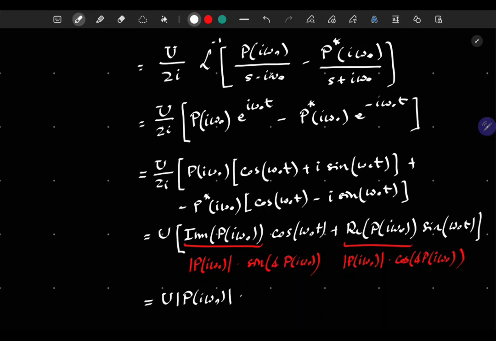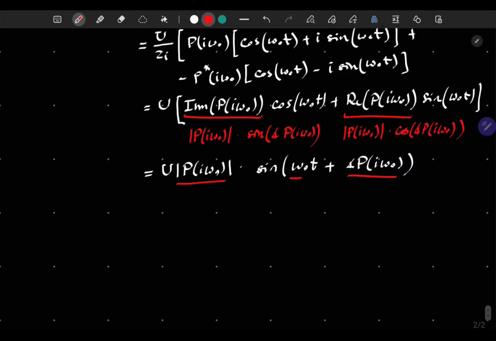The output of our system, when the input is a pure sinusoid, is another sinusoid at frequency omega naught, but with phase given by the phase of the Fourier transform of the system in omega naught, and with amplitude which is scaled by the magnitude of the Fourier transform in I omega naught. Now this result goes under the name of the fundamental theorem of the frequency response.